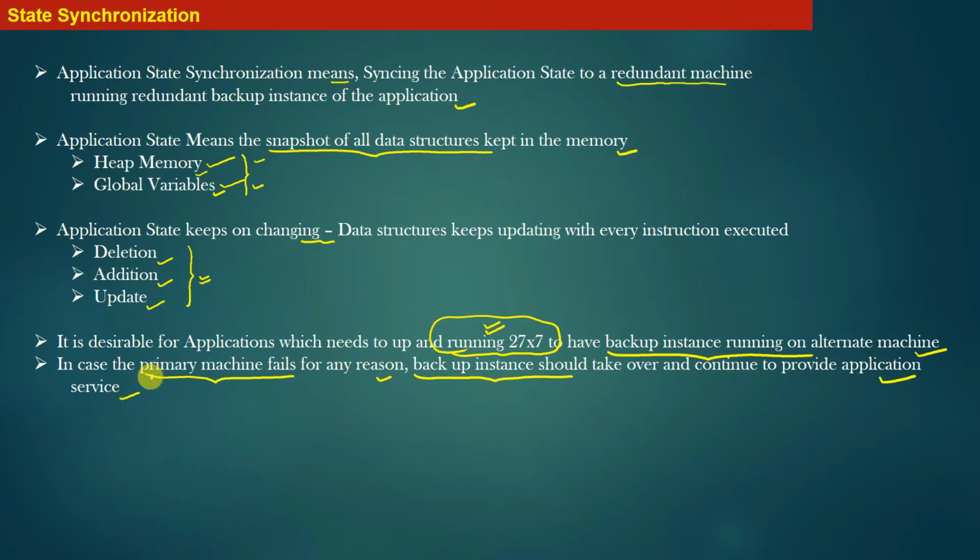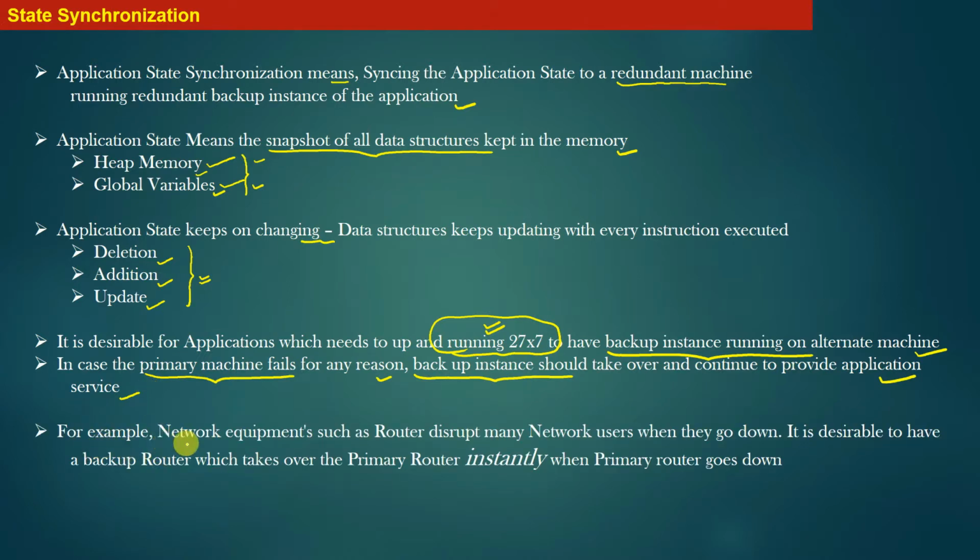So let us try to understand this point with the help of an example. Suppose you have network equipment such as a router. If the router fails, then it may disrupt many network users, right? So a router disrupts many network users when it goes down. So it is desirable to have a backup router, that is, another router which is used as a backup, which takes over from the primary router almost instantly when the primary router goes down.